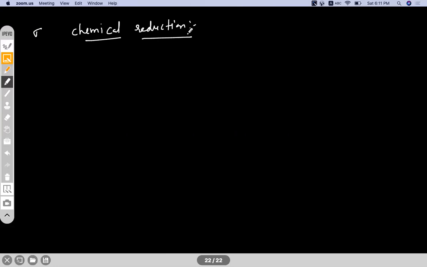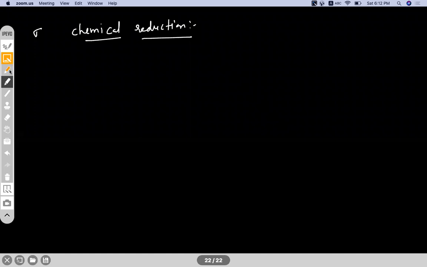Basically in this we use various reducing agents. Three types of reduction method we have here. The last one is the electrorefining method, which is more important. We'll discuss how it happens and what cathode and anode we take. But the other two you already know. Chemical reduction is what? You add some reducing agent, it will extract oxygen and you will get the metal, correct?